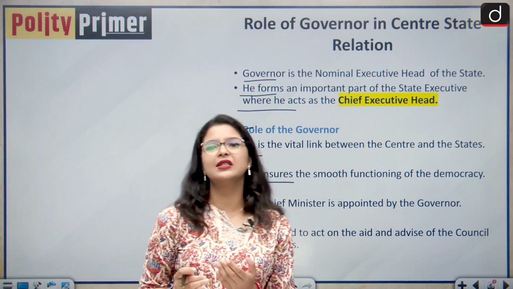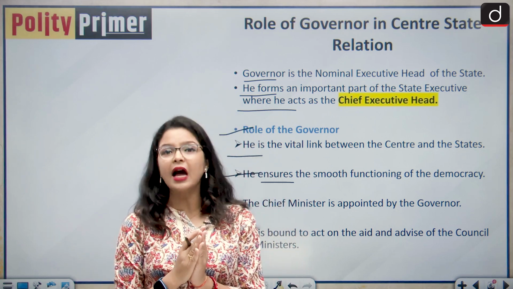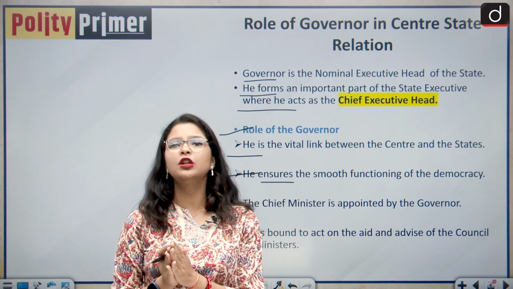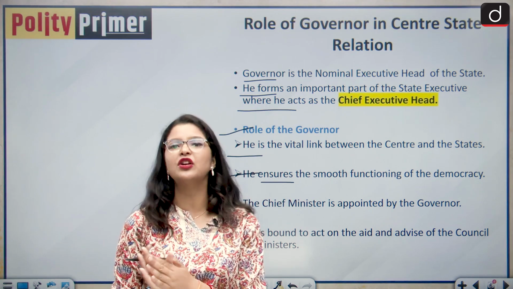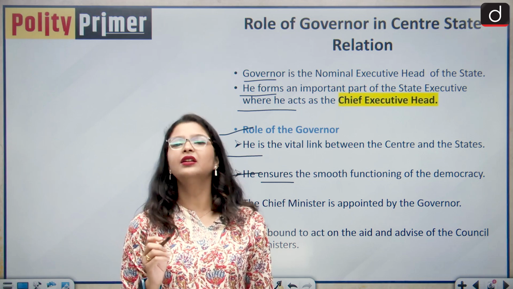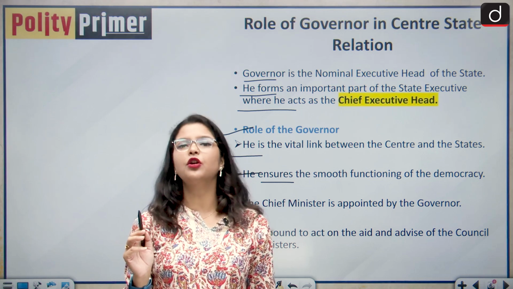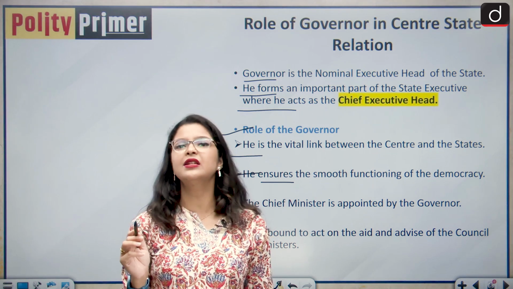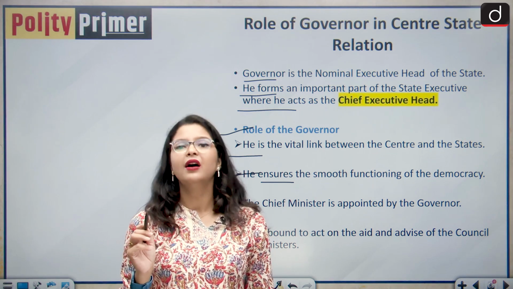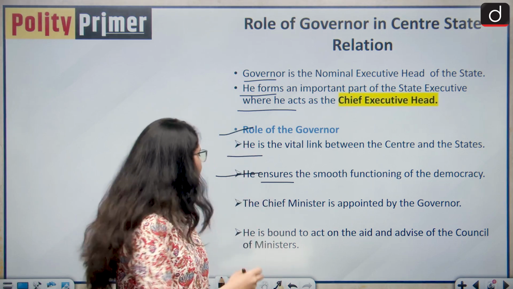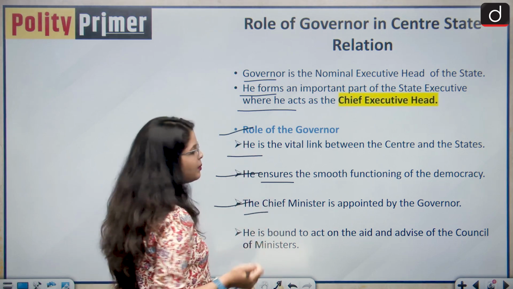As I was discussing before also, the governor is tasked to ensure that the machinery of democracy in the state is functioning smoothly. And if it does not function smoothly, he can present a report to the President of India regarding the same, and President's rule can be imposed in the state if there is a breakdown of constitutional machinery in the state. Then the chief minister is appointed by the governor.